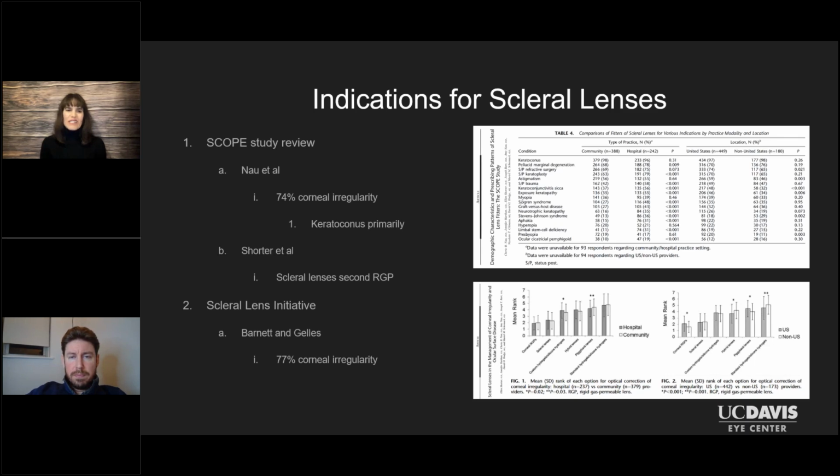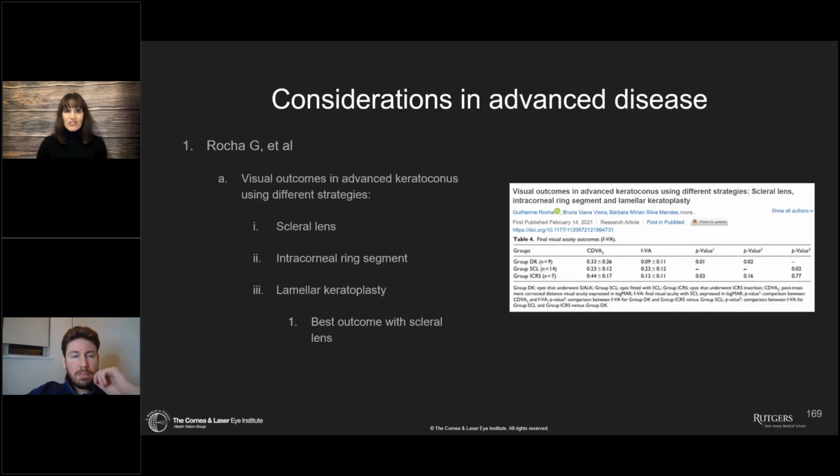Looking at the SCOPE study here, 74% fit for corneal irregularity, primarily keratoconus. In the Scleral Lens Initiative, 77% fit for corneal irregularity. And now scleral lenses are still growing and more practitioners are fitting them. So going back to the early diagnosis, the importance of diagnosing keratoconus early, actually stabilizing that cornea, and fitting them with any sort of specialty contact lens is really going to help our patients long term.